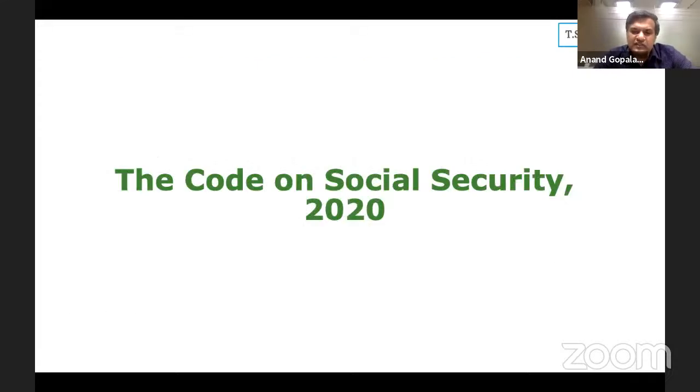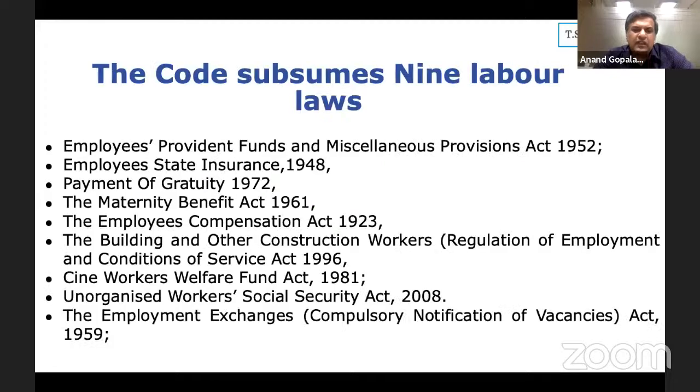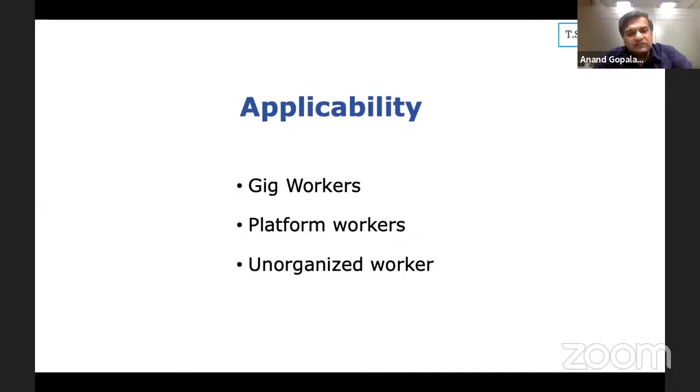Moving on to the Code on Social Security, it covers a whole host of things. No major change in PF, ESA, or gratuity or maternity benefit. Apart from the normal workers, they have looked at gig workers, platform workers, and unorganized workers. Gig workers are your Swiggies and Olas. Platform workers is somebody like your Urban Clap, where you come and provide a service, like a beautician coming to you or a carpenter coming to you. And unorganized workers is the rest, who are brought in.